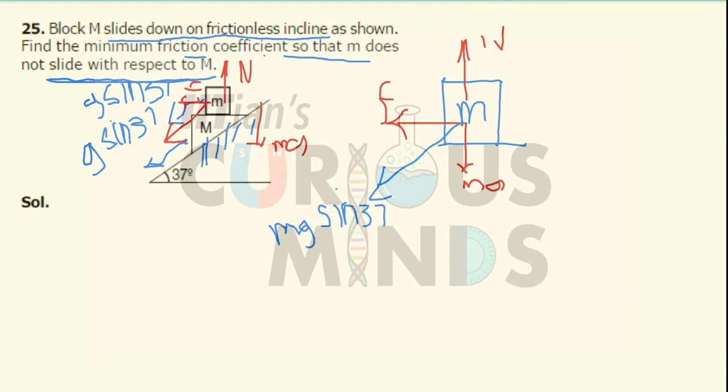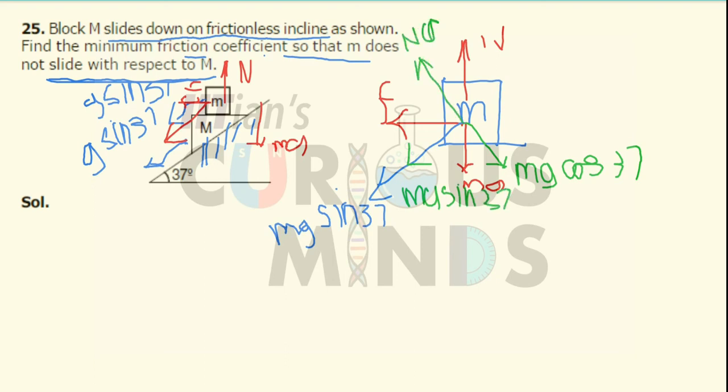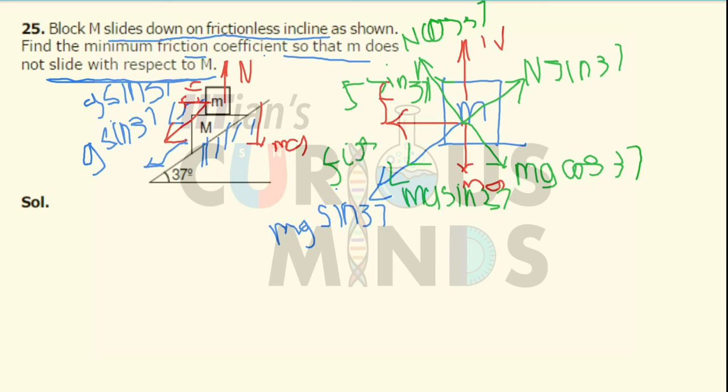So now if this is n, first of all let us resolve the mg. This will be mg cos 37, this will be mg sine 37. Okay, this will be equal to n cos 37 and this will be equal to n sine 37. Okay, the frictional force in this direction will be equal to f sine 37, and in the vertical downward direction it will be equal to f cos 37. Okay, this is the basic conversion of the frictional force and everything. Okay, so now let us proceed with this part.